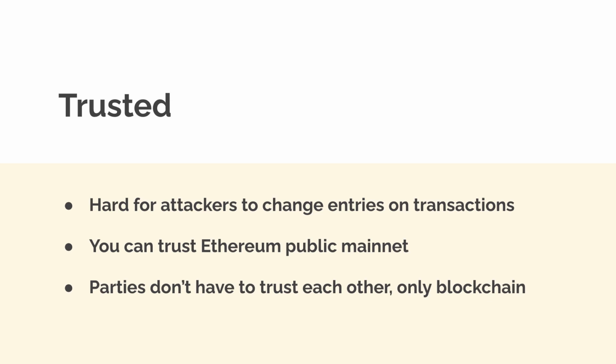One property of the Ethereum blockchain is that it is trustworthy. It's hard for attackers to change entries on transactions. Therefore, you can trust the Ethereum public mainnet. This is the public blockchain. You don't have to trust the party. If we're doing a transaction of coin, you don't have to trust me to send you the coin. You just have to trust the blockchain will get that to you. And you don't have to trust any intermediary. You only have to trust the blockchain.